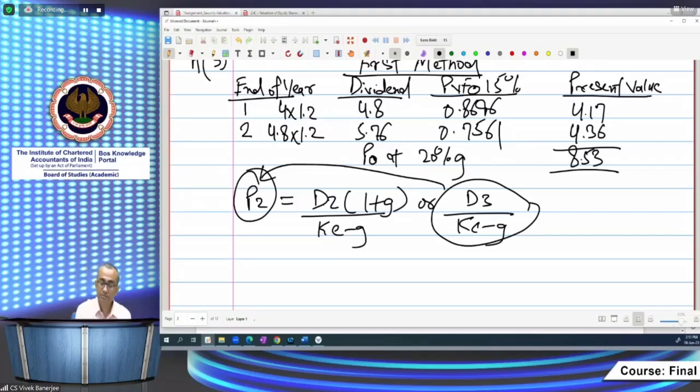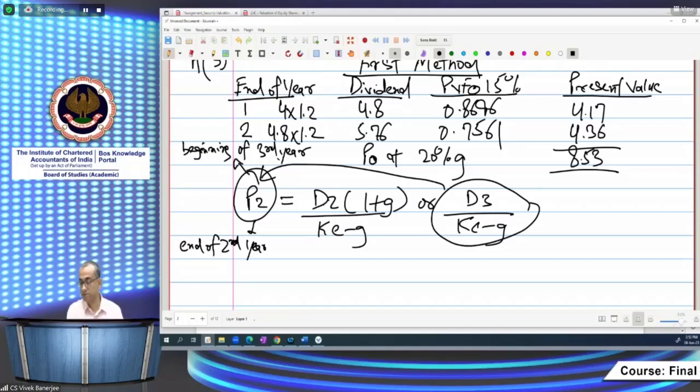So what is this P2? P2 is actually the price at the beginning of the third year, or you can say the end of the second year.